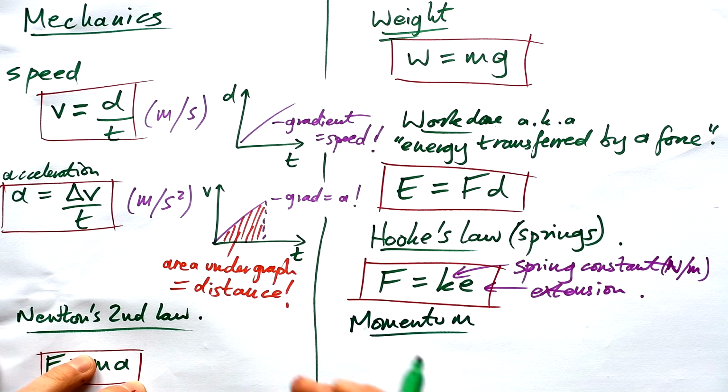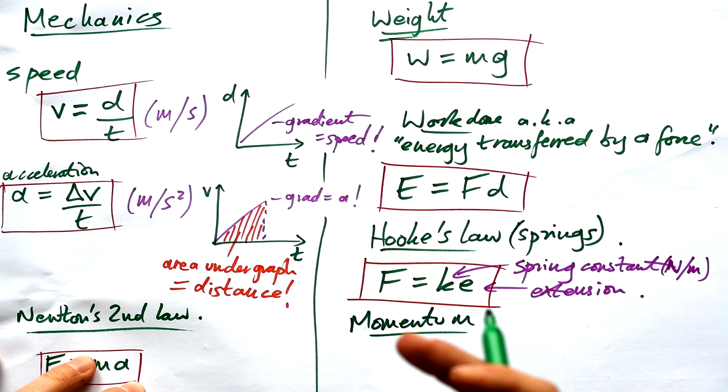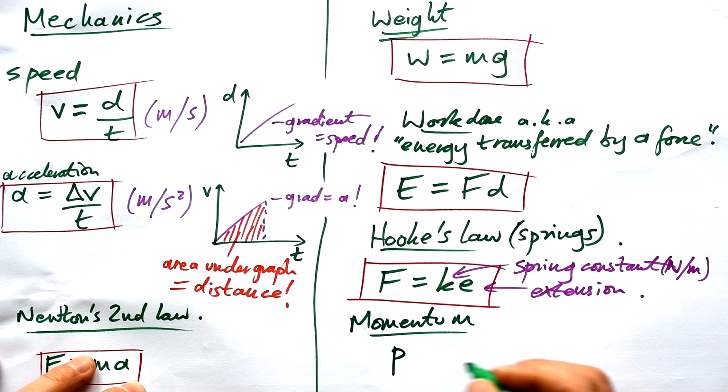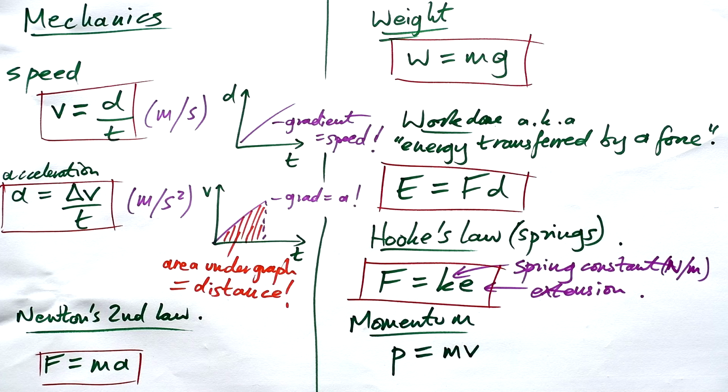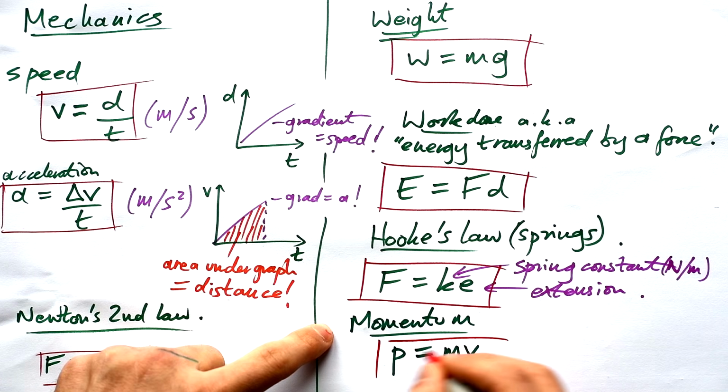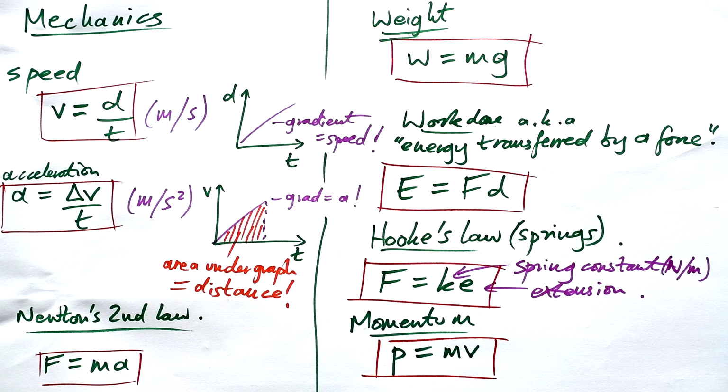Momentum. Momentum is how hard something is to stop, as it were. We can give it the letter P. You might know it as something else, and we times just mass and speed together. Think about it. If something's heavier, then it's harder to stop. If something's going faster, it's harder to stop as well. So momentum is dependent on both these things. All we do is times them together.